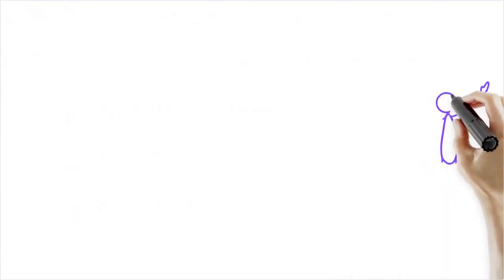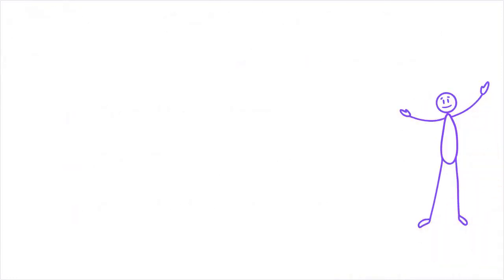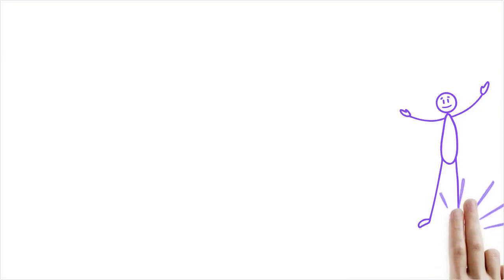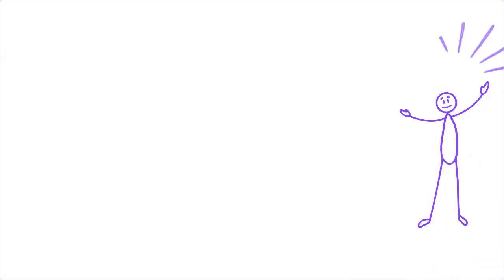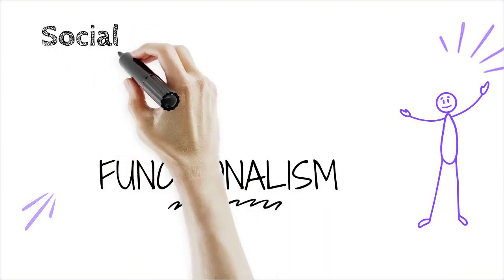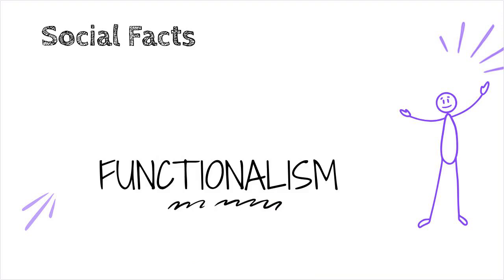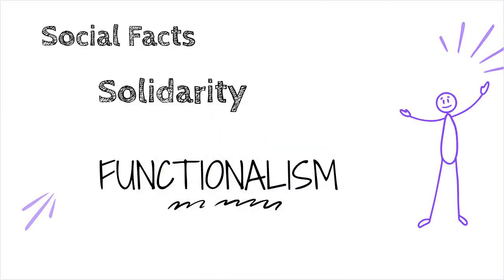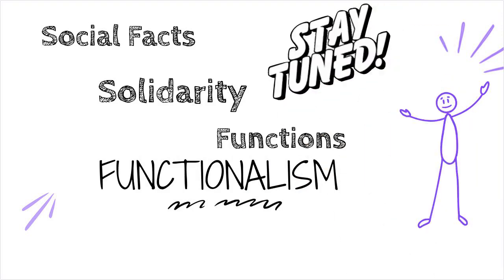Developed in the 19th century, functionalism sees society as a system where each part works to maintain the overall order. Think organs in a body. Each organ plays a function in order to maintain the overall order of the body. This is how Durkheim viewed society and its parts. Key terms in his theory were social facts, solidarity, and functions, which we will get into in another video. So stay tuned.